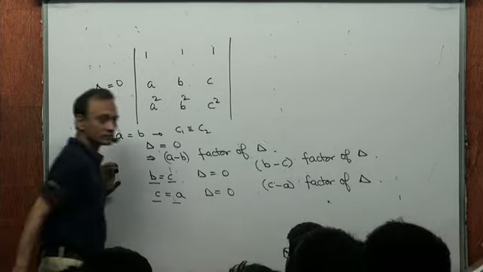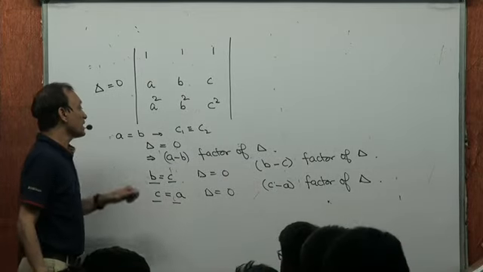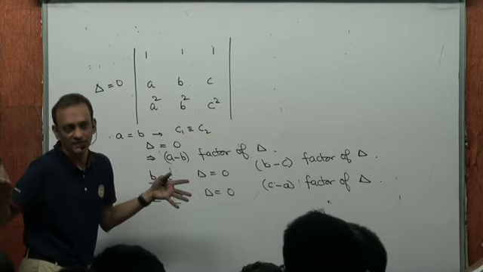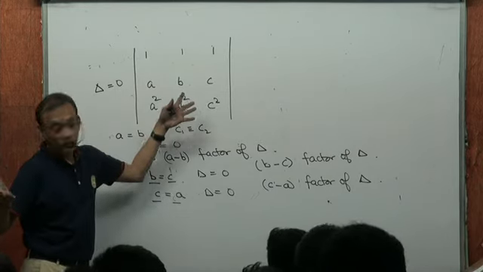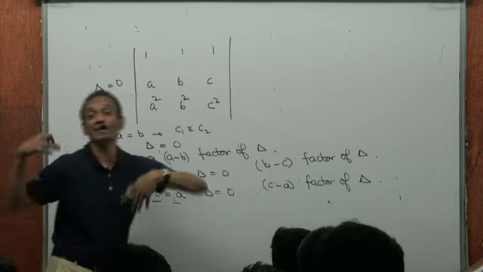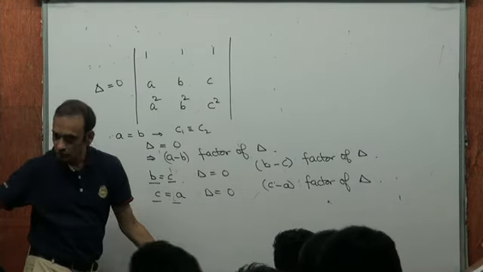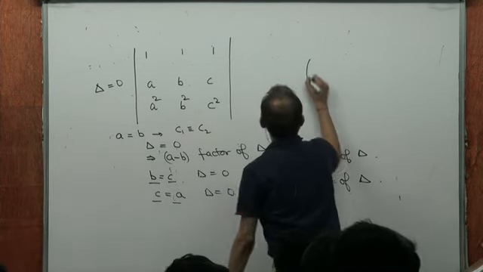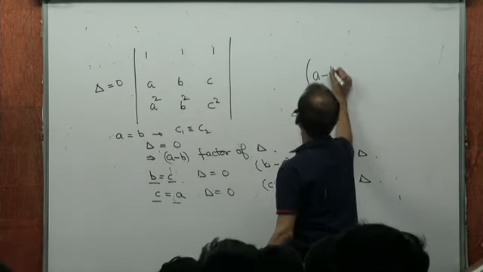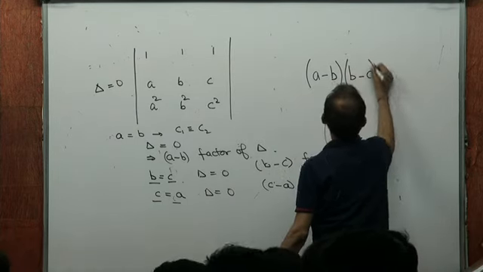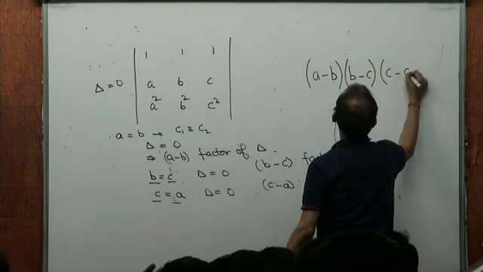Yes or no? That means A minus B, B minus C, C minus A. If you end up simplifying this determinant, then A minus B, B minus C, C minus A are all factors of delta, right? So for sure, of the very many things, A minus B, B minus C, C minus A are factors.